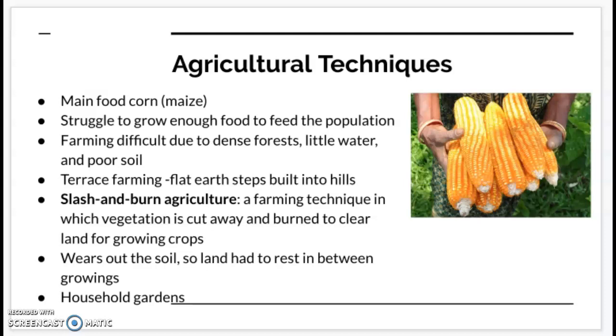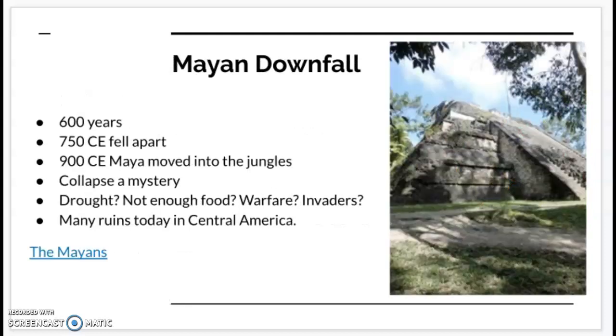They also did something called slash and burn agriculture. This was a farming technique in which vegetation is cut away and burned to clear land for growing crops. Basically, they'd trim everything away and burn it, and it would make the soil better. It would also wear out the soil, so the land had to reset in between growings. Everyone also had a lot of household gardens where they grew their own little crops as well.